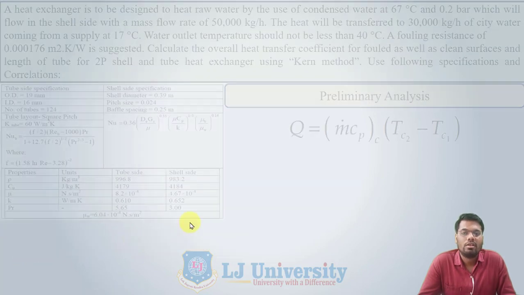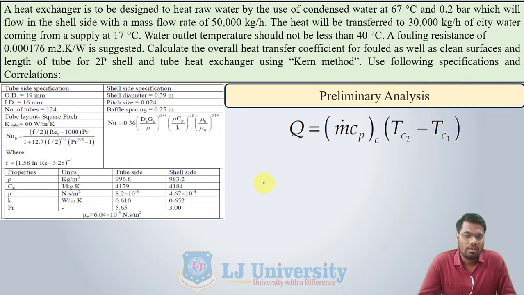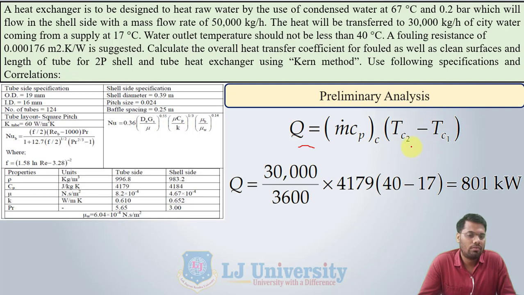Okay. So this is the answer to our first portion. Now we have to calculate the length of the tube. For that we need to calculate the heat duty, which we can calculate from m Cp delta T, because we know the flow rate and the temperature of the inlet and outlet of the cold fluid.